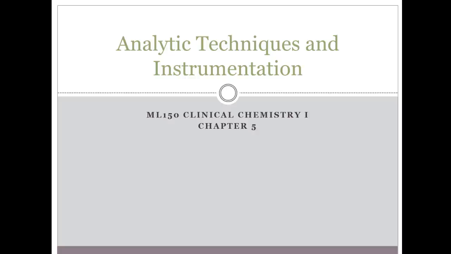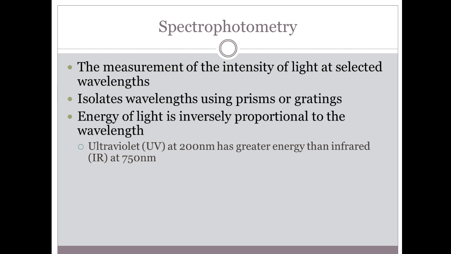Welcome to Clinical Chemistry 1, Module 2. This week we're going to talk about analytical techniques and instrumentation used in the clinical chemistry laboratory. First and foremost, probably the most widely used measurement in the clinical chemistry laboratory is spectrophotometry.